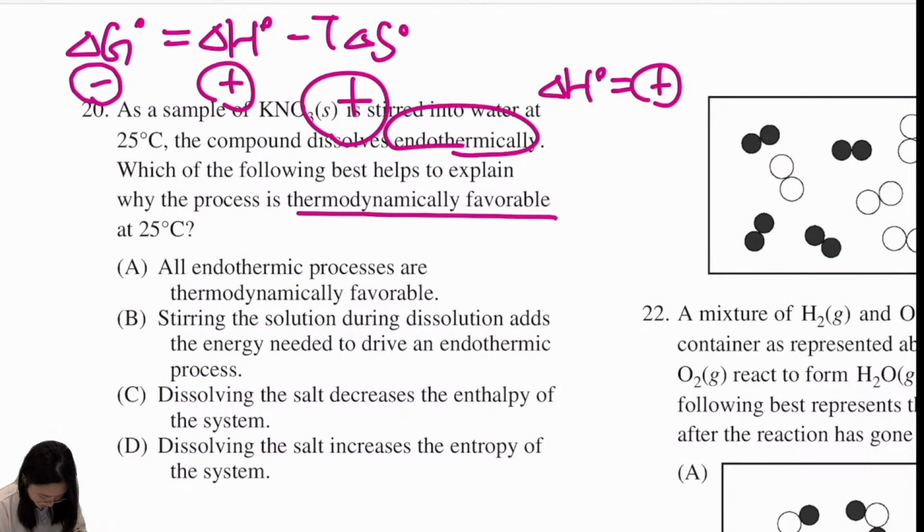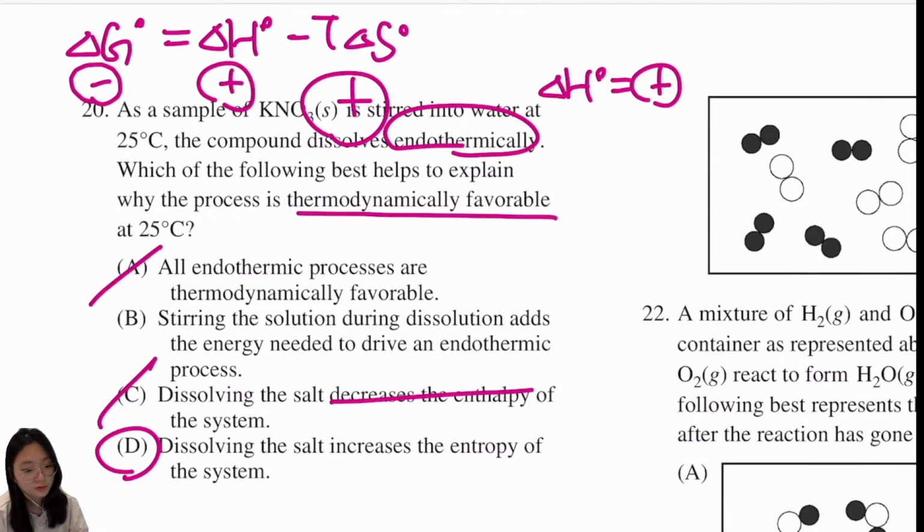So decreased enthalpy? Not right. Increased entropy? Yes. Dissolving the salt increased the entropy, and that's why, as a whole, this is a thermodynamically favorable process. Stirring the solution adds the energy needed to drive an endothermic process? Stirring doesn't really make it spontaneous or non-spontaneous. All endothermic processes are thermodynamically favorable? That's also not true.